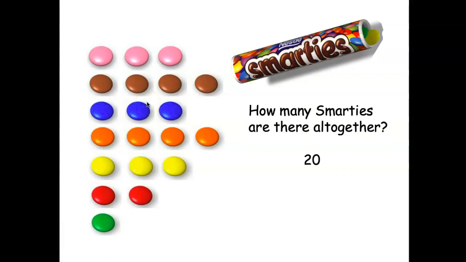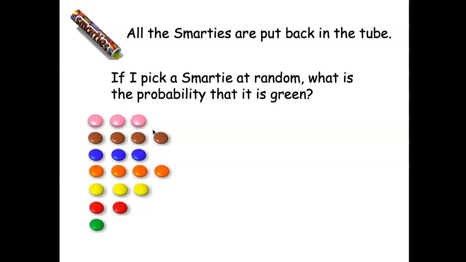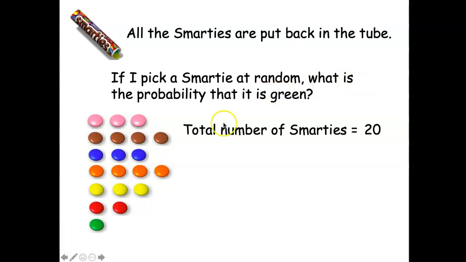How many Smarties? 20. So I have 20 possible outcomes. If I count all of these candies, I have 20 pieces. Let's use probability. If I put them back inside the container and pick a Smartie at random, what is the probability that it is green? The probability of green is the event. That is what you are looking for. Remember, this is the event, green. That's what you want to get.